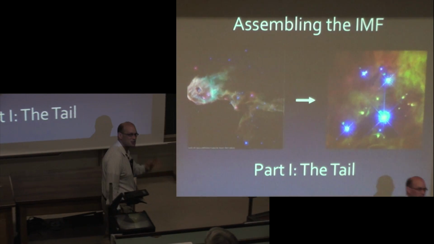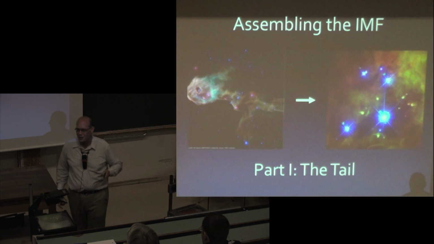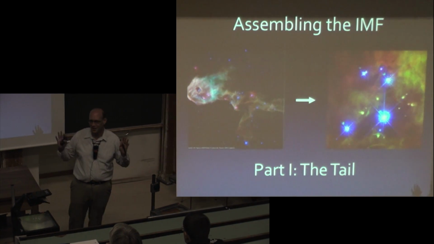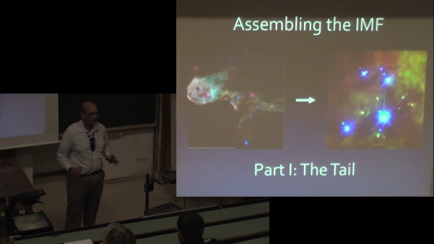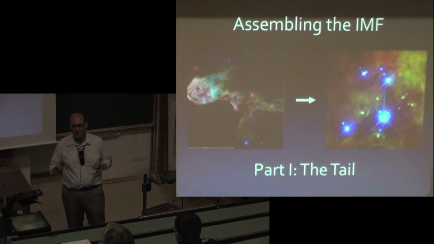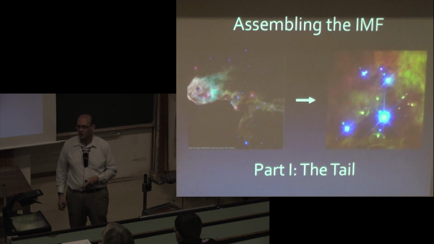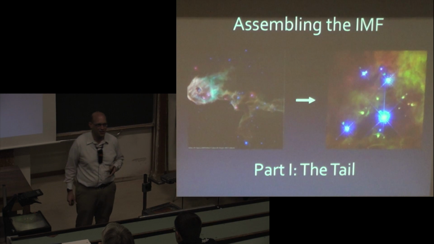Well, the tail is a power law. Power laws are great because they're scale-free. Everyone knows the power law. So when you see something that's scale-free, you naturally go and say, well, what do I know in the ISM that's scale-free?